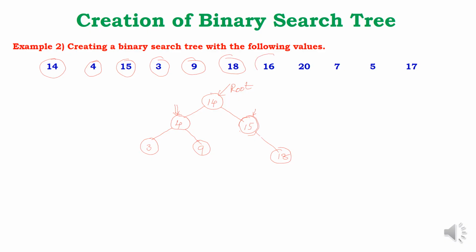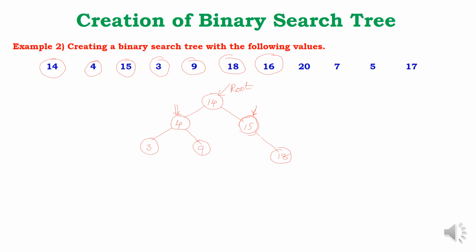Now 16. Add node 16. So to add a node 16, again we start comparing with root node. Is 16 greater than 14? Yes, 16 is greater than 14. It should come in the right subtree. Is right null? No, right is not null. Go to right node. Now the pointer is pointing to 15.